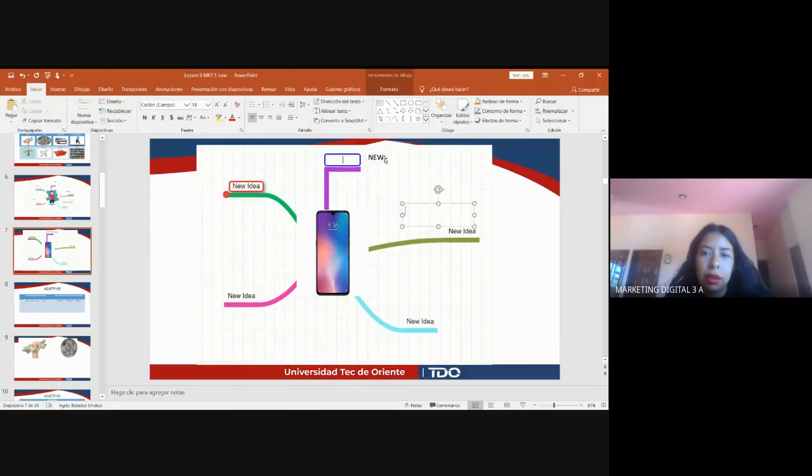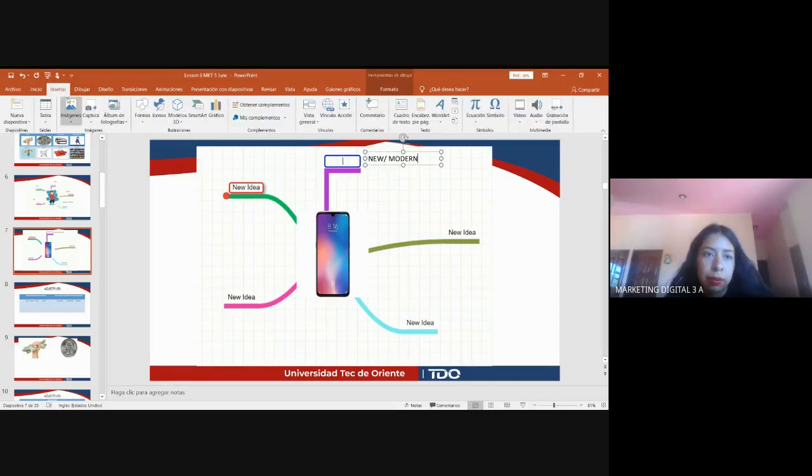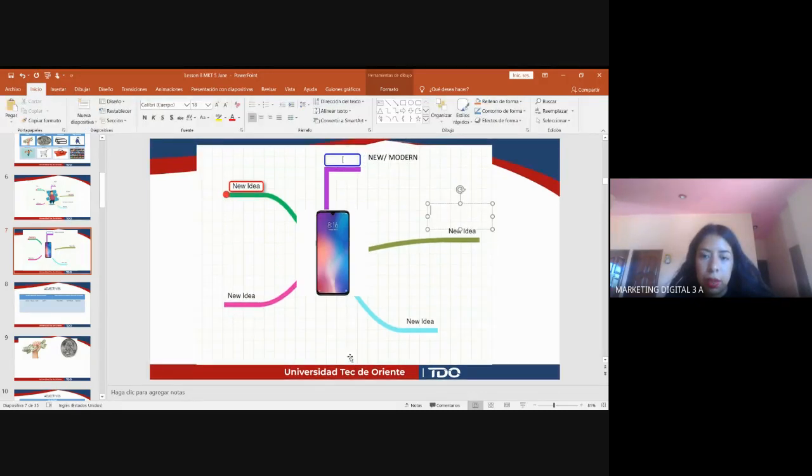It's new. Otro que puede ser modern. Moderno. What else? What else can you say about this smartphone? Expensive. Yes, expensive. Well, maybe, I don't know. What else?